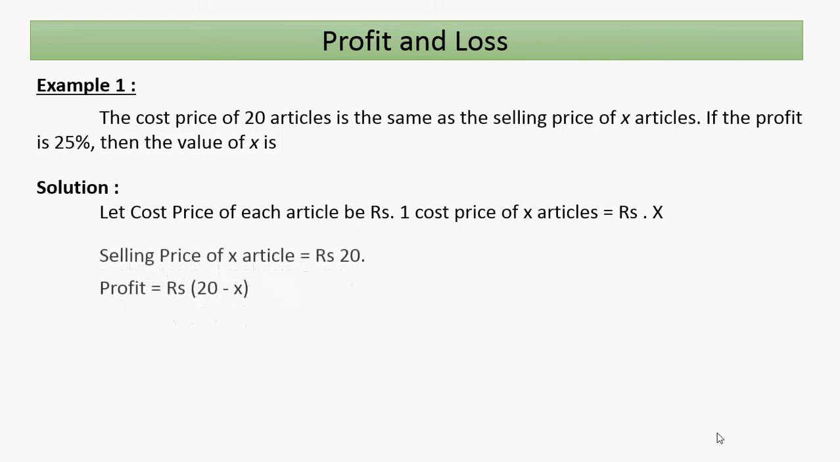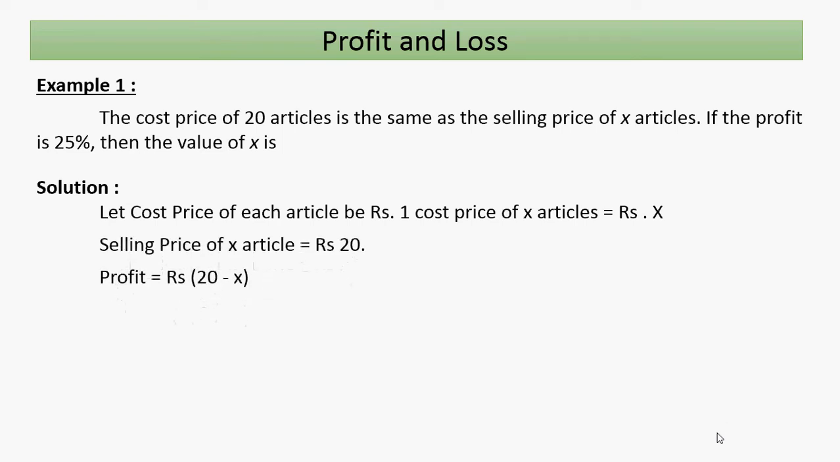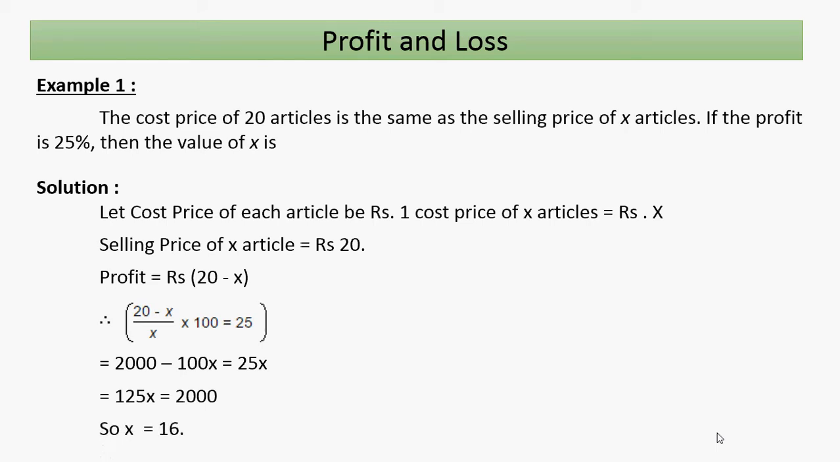So the selling price is 20, and 20 minus X is the actual profit. We are getting a profit of 25%, so (20 minus X) upon X into 100 is equal to 25%. So 2000 minus 100X is equal to 25X. So 100X plus 25X is equal to 2000, so 125X is equal to 2000.